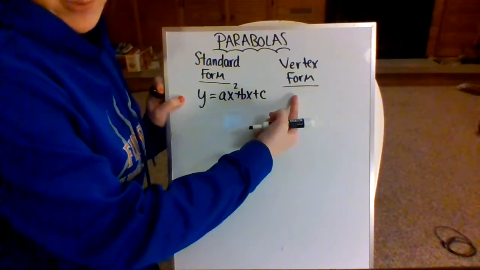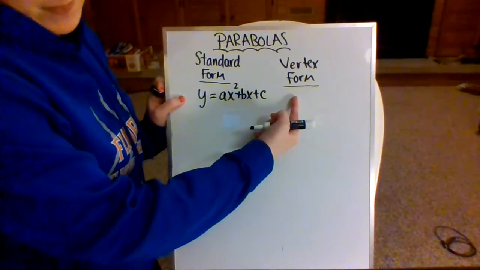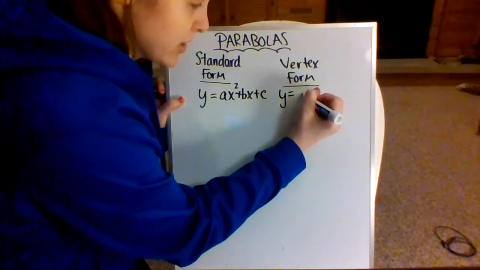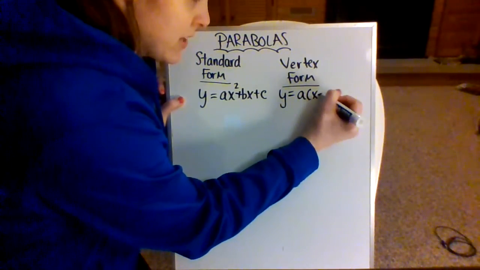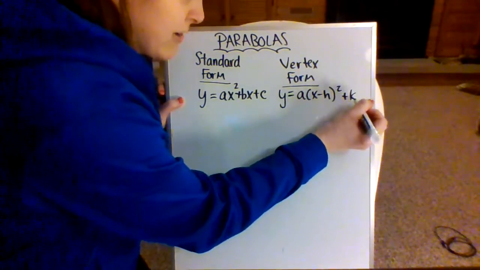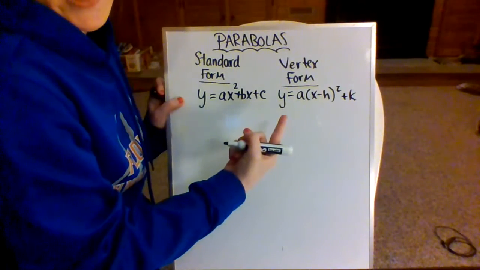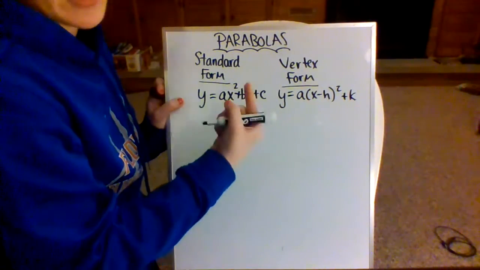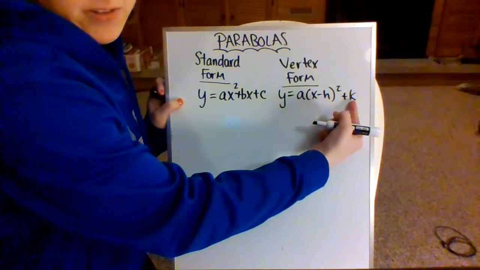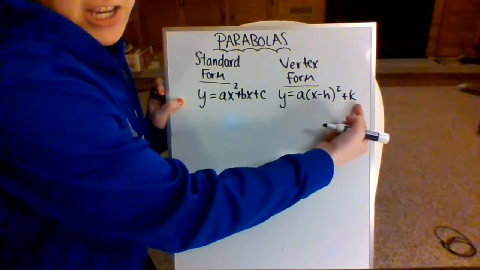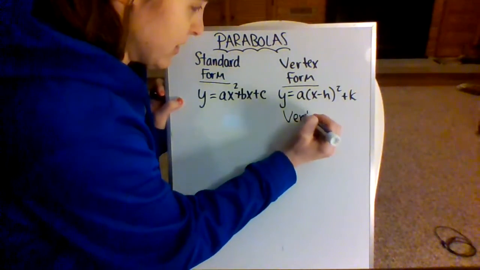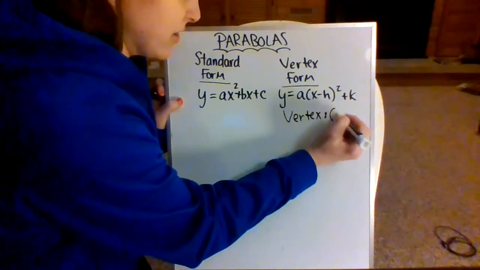Okay, now vertex form is what we're going to be talking about most today. Vertex form looks like this. Y equals a, and then in the parentheses we have x minus h squared plus k. So we're starting to see a pattern here. We had our circles and our ellipses that had h and k for the center. Well, now we're going to have h and k for our vertex. So our vertex is going to be h, k.